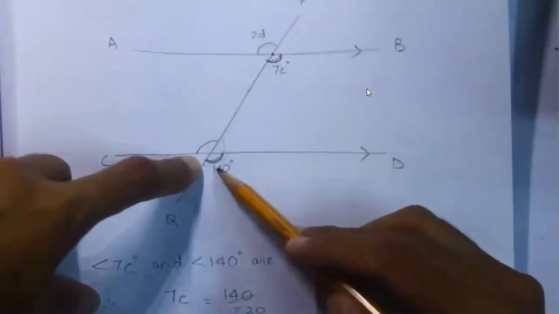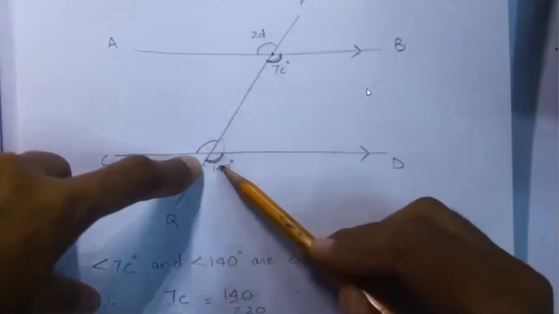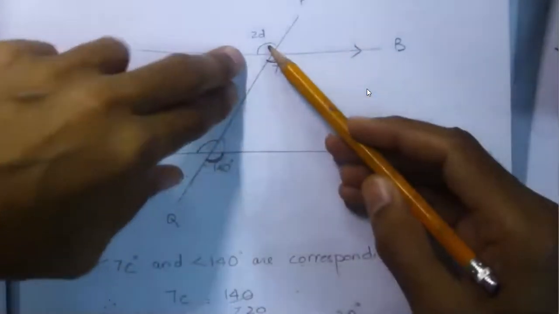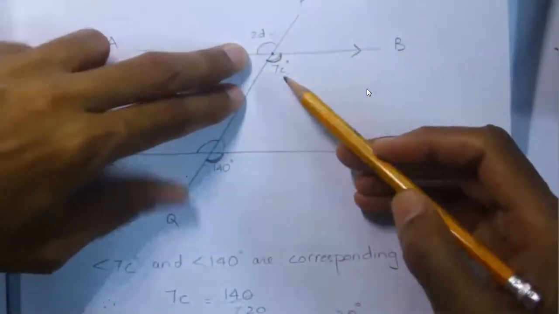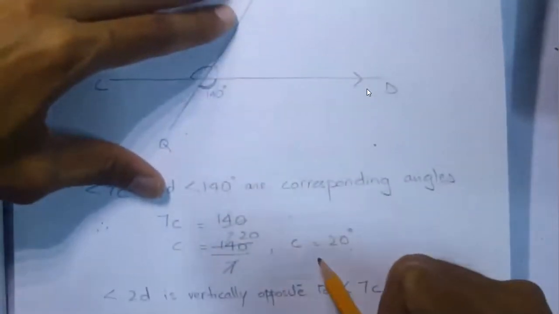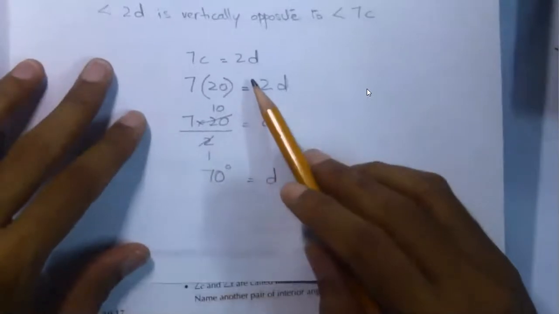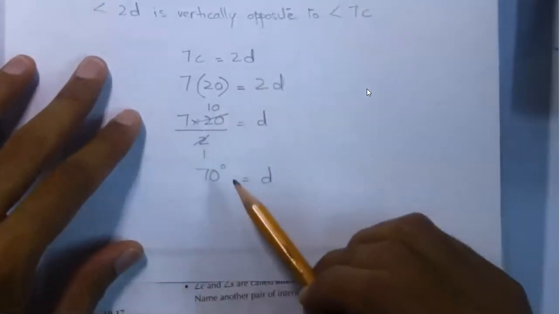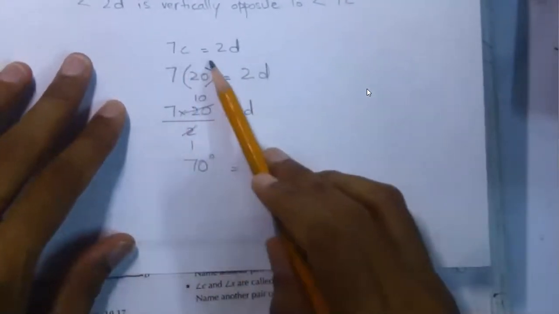2D, because they are alternate, so you can say 2D is equal to 140. Or you can even do it this way: 2D is equal to 7C. Since you know the value of C, you can just substitute it here. That's how I did it, but yes, you can do it that way as well. 7C is equal to 2D.